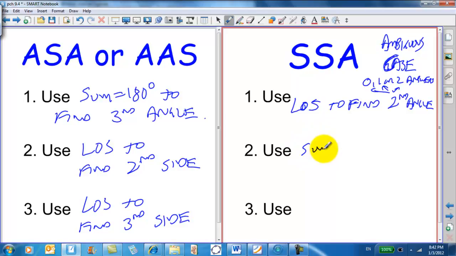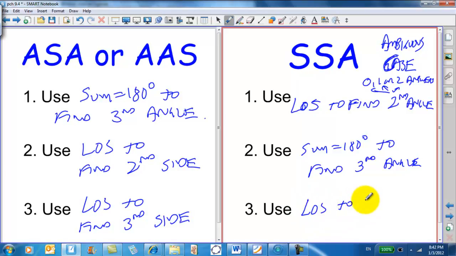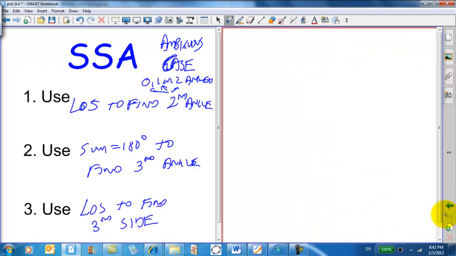Then you can use sum equals 180 to find the third angle. And again, you might have 2 answers there. And then you can use the law of sines to find the third side. Again, there might be 2 answers. Okay? That should wrap it up.